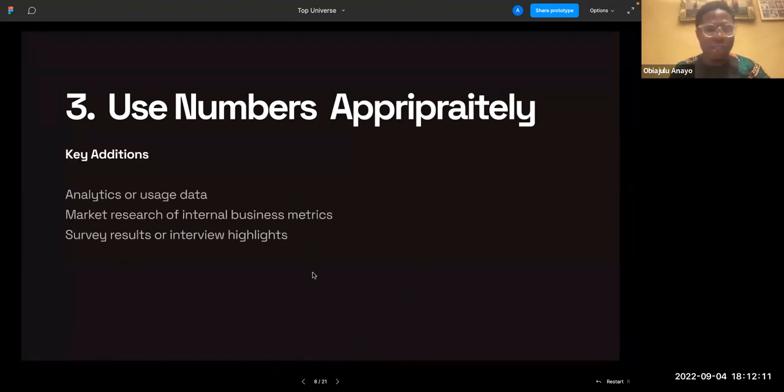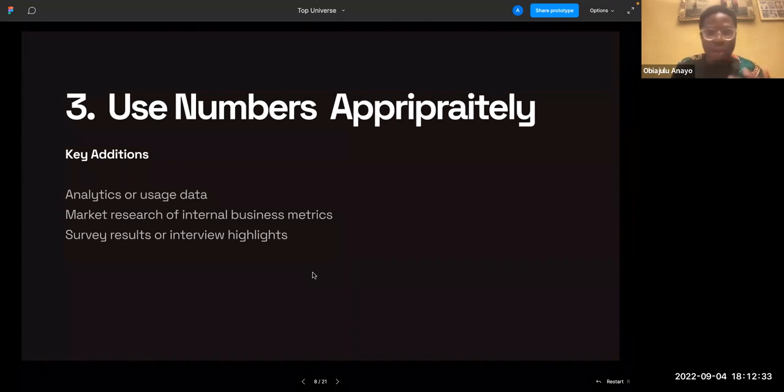Right, so some of the things you can use are analytics or usage data, right? When it comes to that sector, the analytics, the numbers, market research, and internal business metrics. So things like market research, when it comes to the fintech market, logistics, healthcare, education tech, right? Maybe you're trying to design edtech, and you're looking at how many young people can afford a mobile phone or a tablet, right?